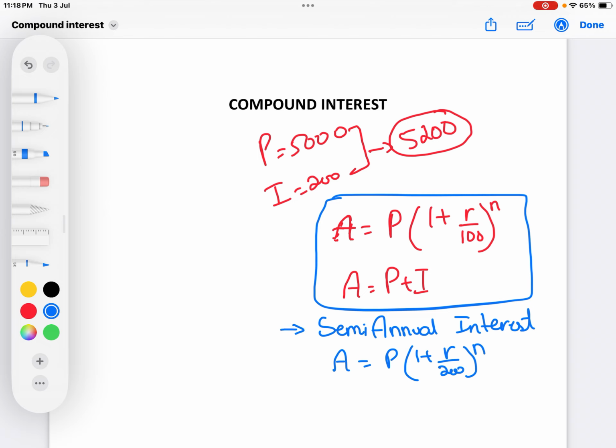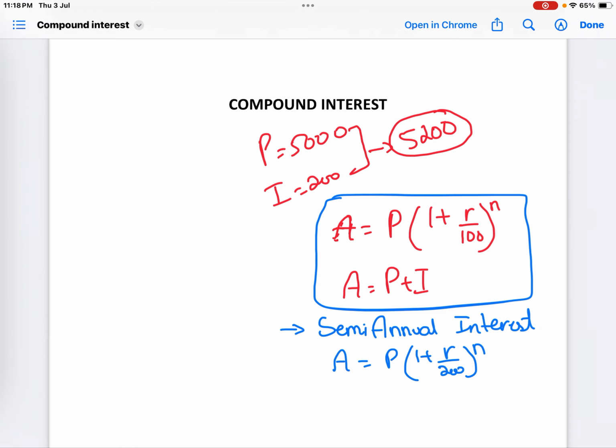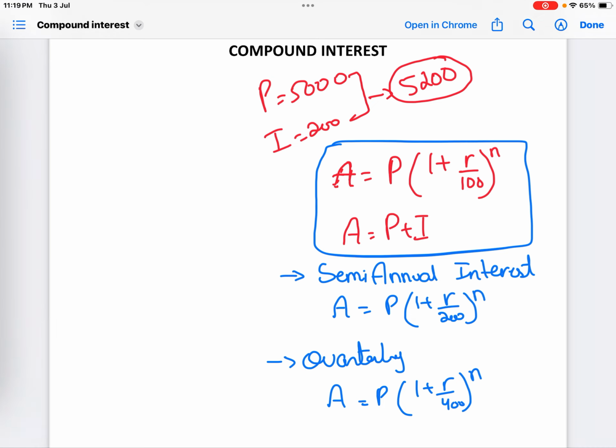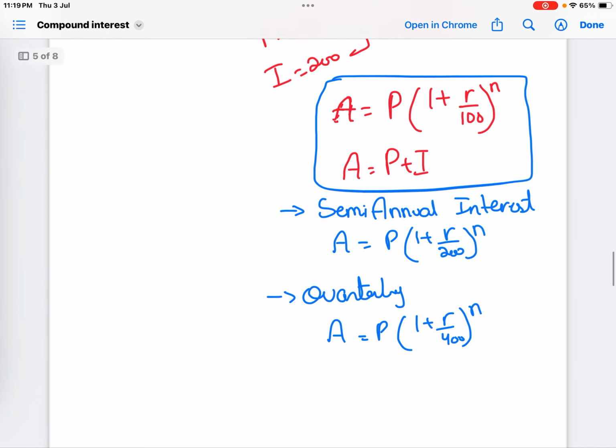If they say quarterly, quarterly means 4 times a year, every 3 months. So for quarterly, the formula will become A is equal to P times 1 plus R upon 400, power n. Why 400? Because your interest will be added to the principal amount 4 times in a year. Okay, these are the formulas. Now moving towards the questions.